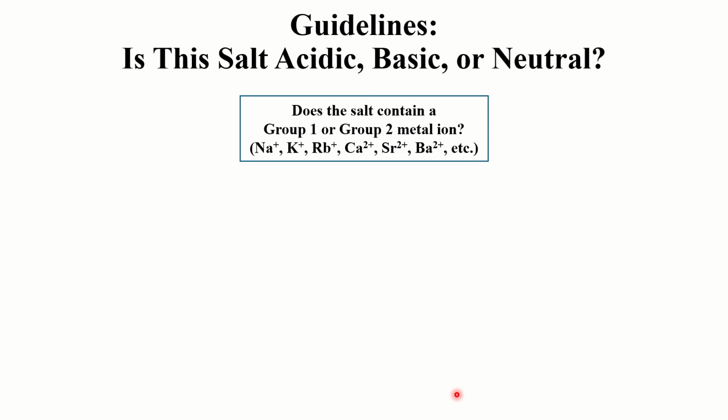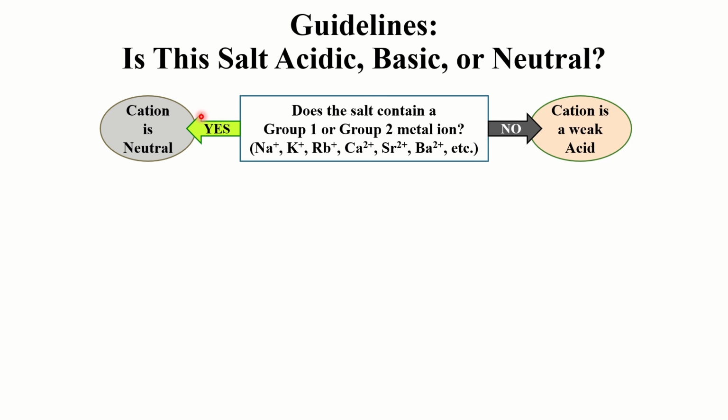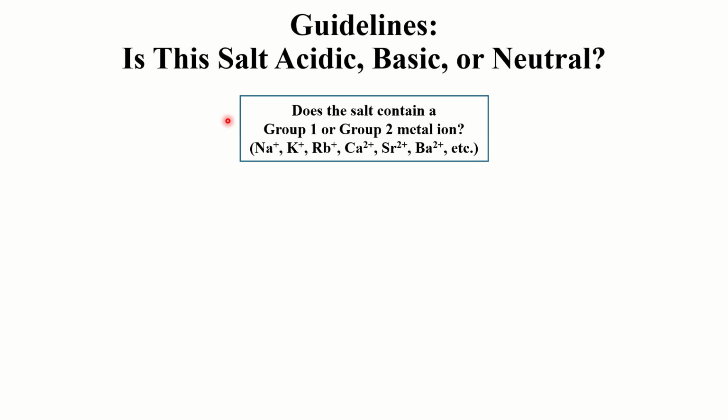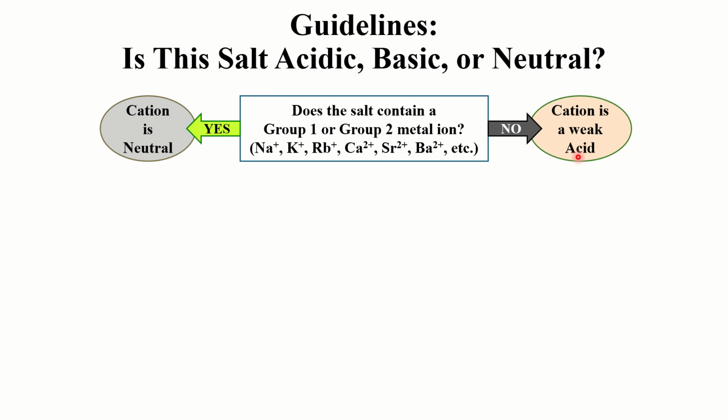So to summarize everything we covered here, some general guidelines. Does the salt contain a group 1 or group 2 metal cation? If yes, the cation is neutral. If no, the cation is a weak acid. So this is a series of steps you can walk through. Start by looking at whether that salt contains a group 1 or group 2 metal cation. If it does, the cation is neutral. If it does not, you can assume the cation is a weak acid.